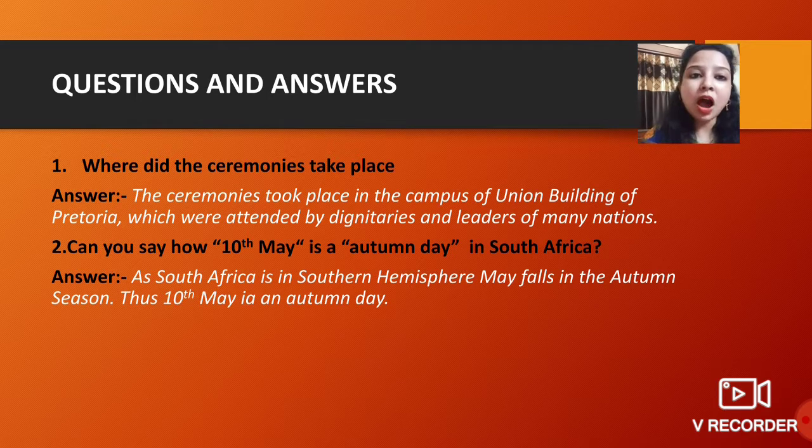Can you say how 10th May is an autumn day in South Africa? The answer is, as South Africa is in the southern hemisphere, May falls in the autumn season. Thus, 10th May is an autumn day. So the question has been asked, why is 10th May called an autumn day? Because 10th May in India is not an autumn day, right? But why is it an autumn day in Africa? Because South Africa is in the southern hemisphere. That is why May falls in the autumn season, and that is why 10th May is an autumn day.